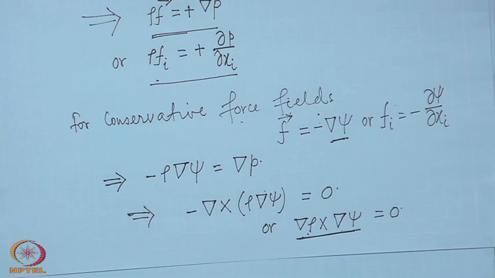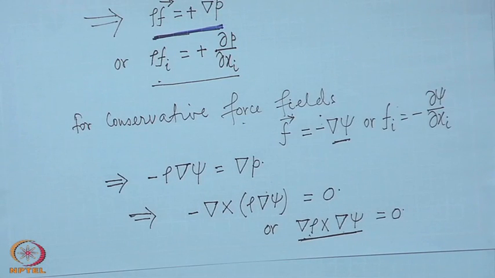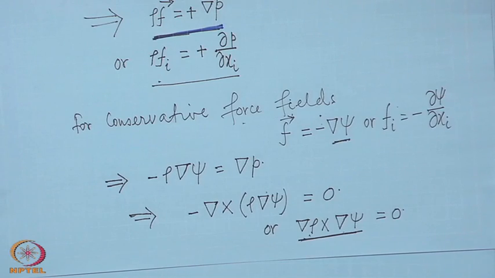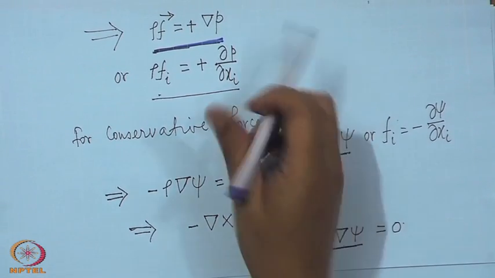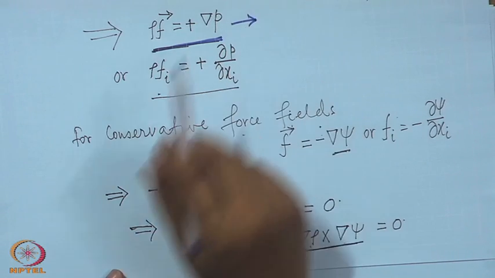Also, the first relation on this page gives one more piece of information, that the level surface of pressure is normal to the direction of the body force. Level surface of pressure is normal to the body force. That comes from this equation. Level surface of pressure is normal to the body force.